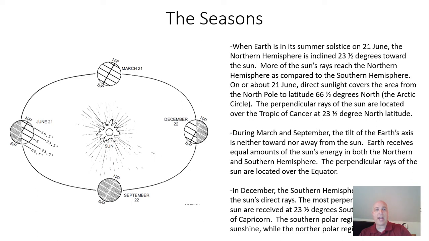So this is how the seasons happen. Again, the revolution of the Earth around the sun, as well as the tilt of the Earth on its axis at 23.5 degrees, is the cause of our seasons.